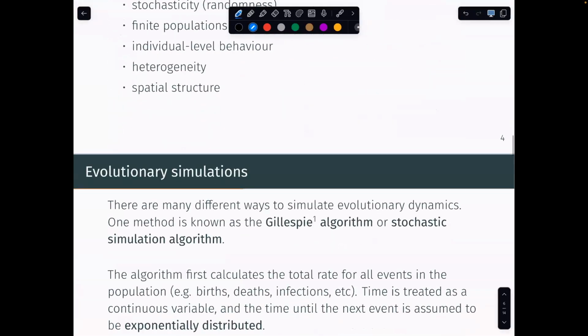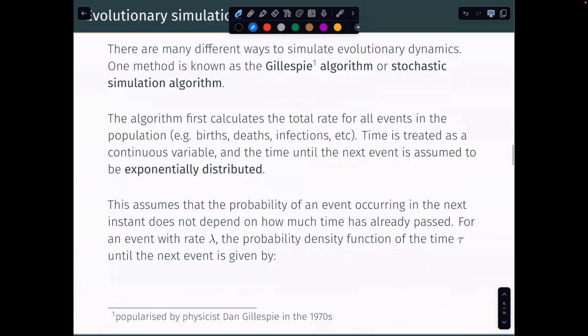So simulations can often be a better way of attacking some of these approaches, where you might be able to make only limited progress analytically. There are many different ways in which we can simulate evolution, and we're just going to cover two today, so this is not exhaustive. But two common methods. One is the Gillespie algorithm. This is named after a physicist, Dan Gillespie, who popularized this, although he didn't invent it himself, in the 1970s.